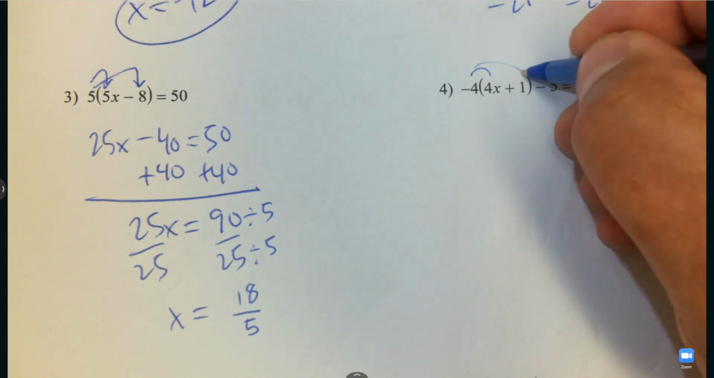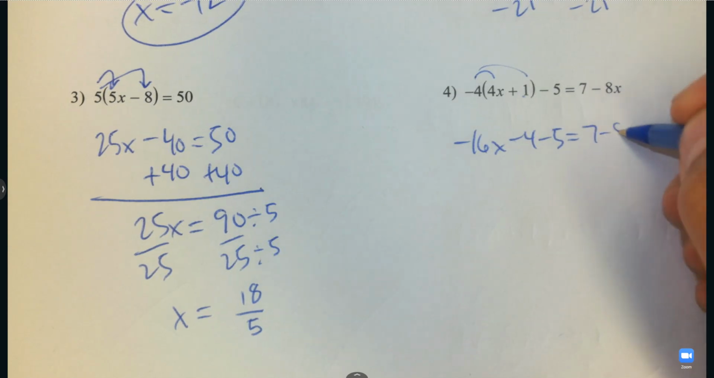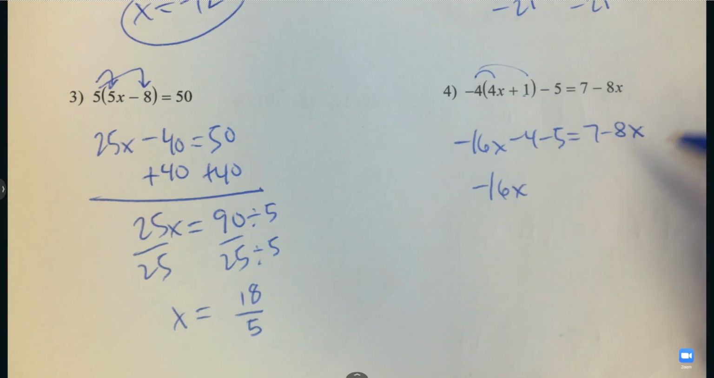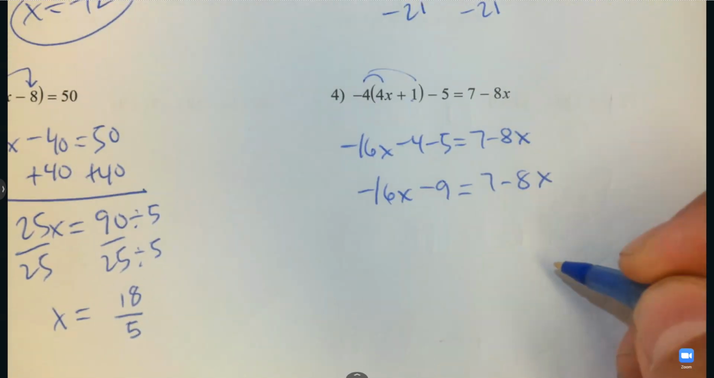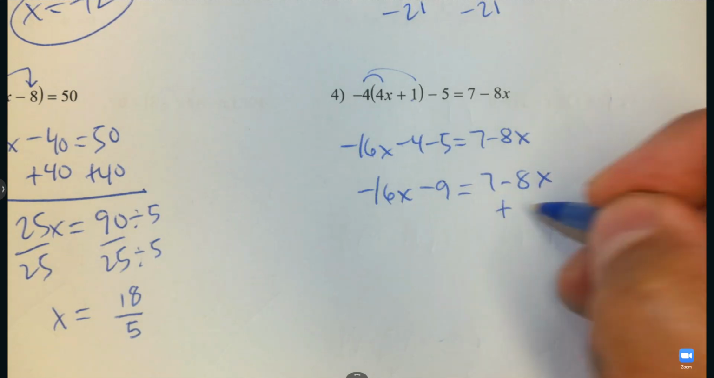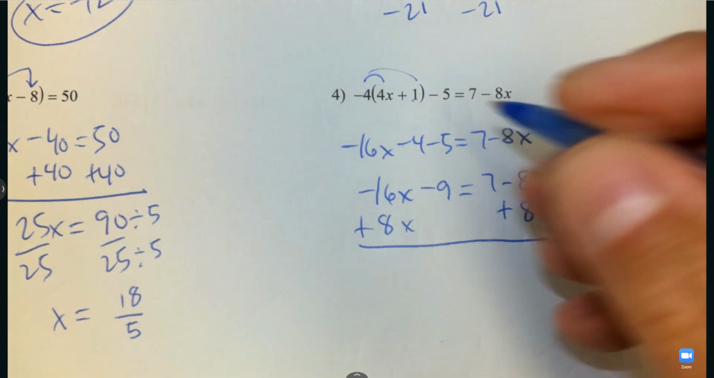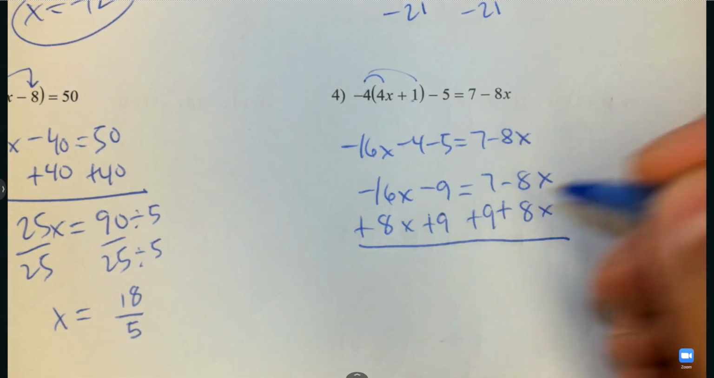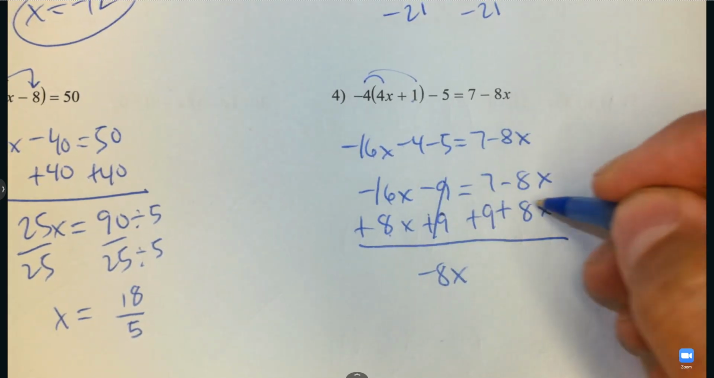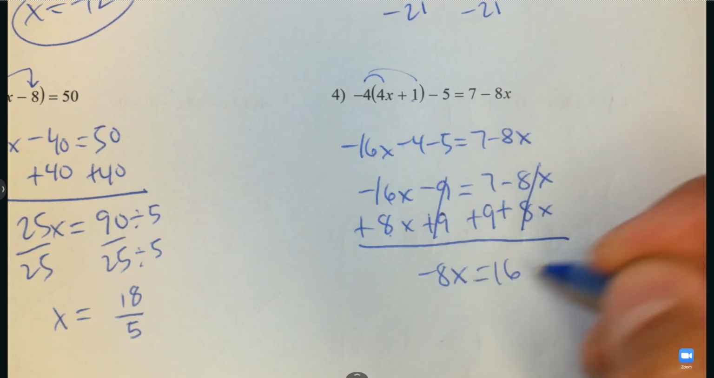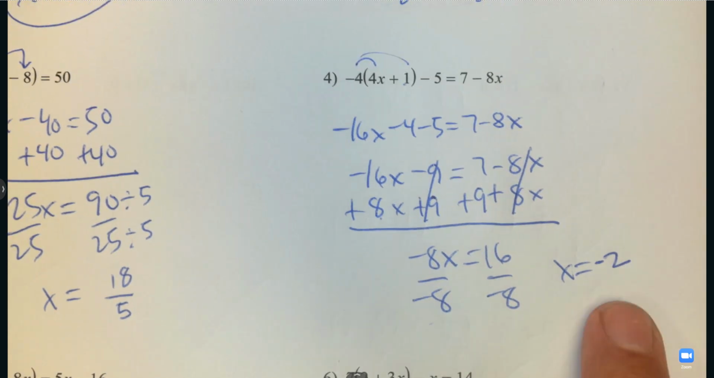All right, let's distribute this. That's negative 16x, that's negative 4. Let's keep simplifying this. So negative 4 and negative 5 together, that's negative 9. You could go either way. I'm going to add 8x. You could also add 16. I'm also going to add 9. So negative 16 and 8, that's negative 8. 7 plus 9 is 16. So when I divide by negative 8, a positive divided by a negative, you get the answer negative 2.